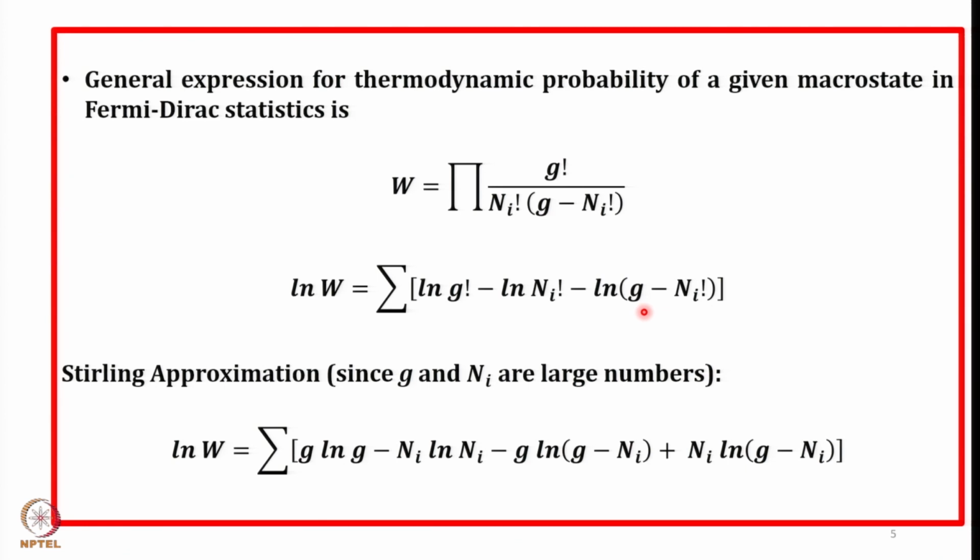So anyway, when you expand all this, the eventual resulting equation is log W is equal to summation of G log G minus Ni log Ni minus G minus Ni log G minus Ni. You can easily derive this equation from the upper equation by using Stirling approximation. Please do try that. Okay, so now we have an equation which is in terms of log W. Once we have log W, now we can take it forward. How?